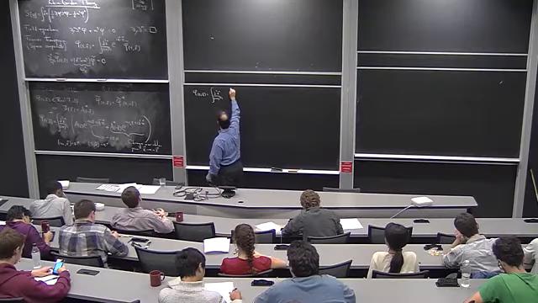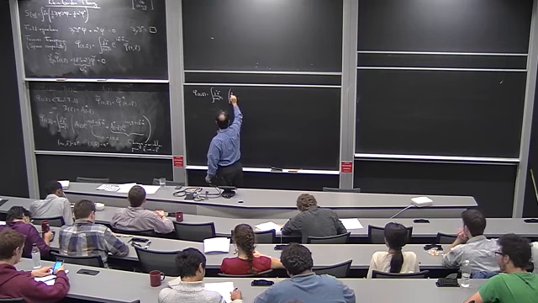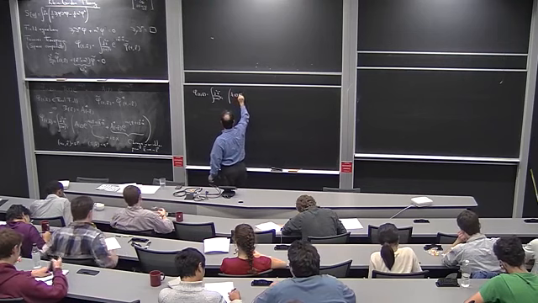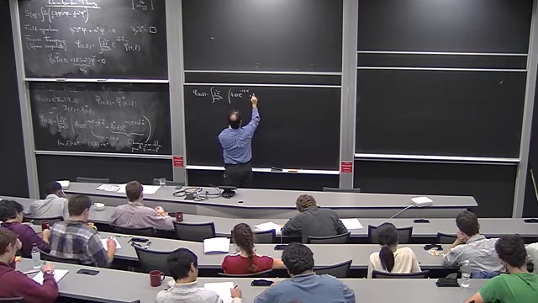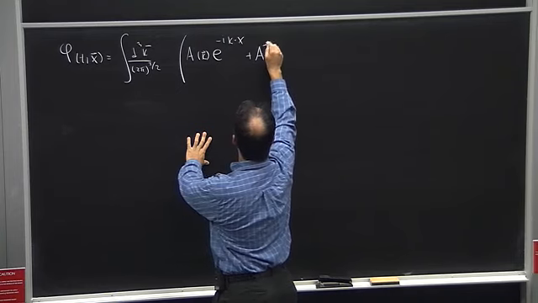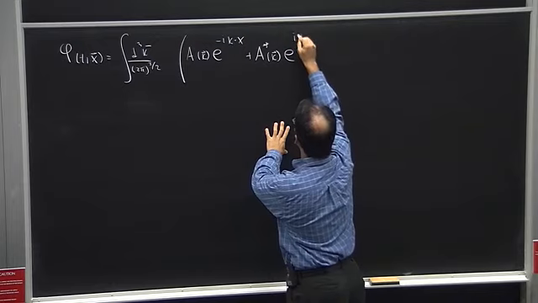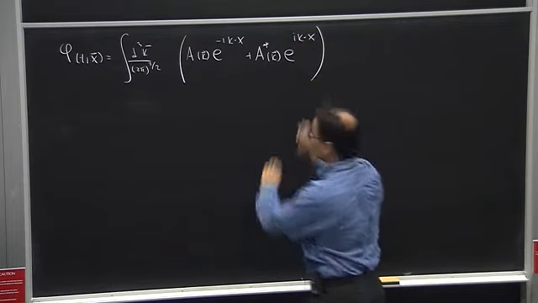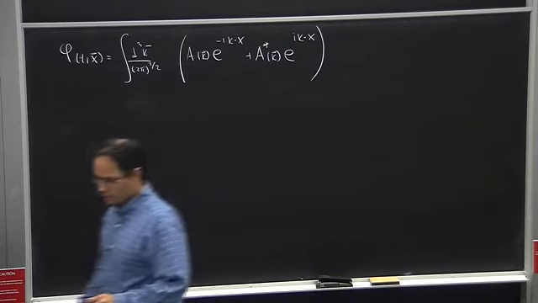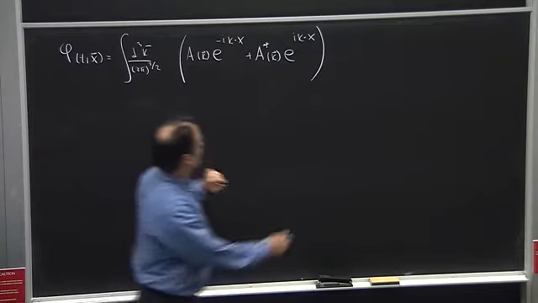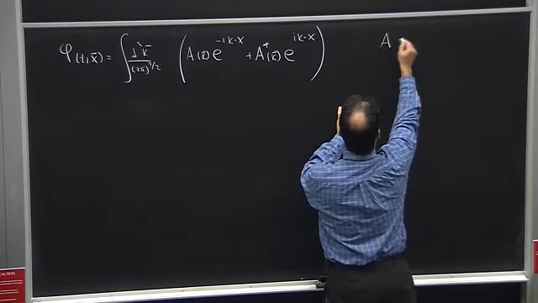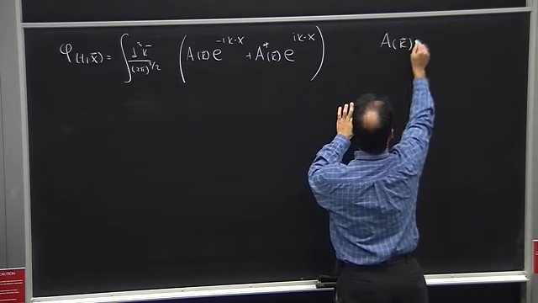Okay, which is given by this. Okay, that looks pretty good. Now it turns out that it's convenient to redefine these A's and introduce some normalization.